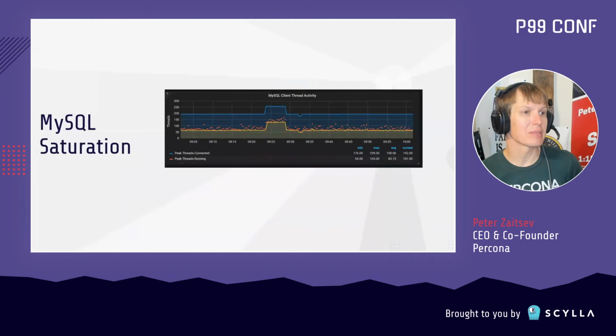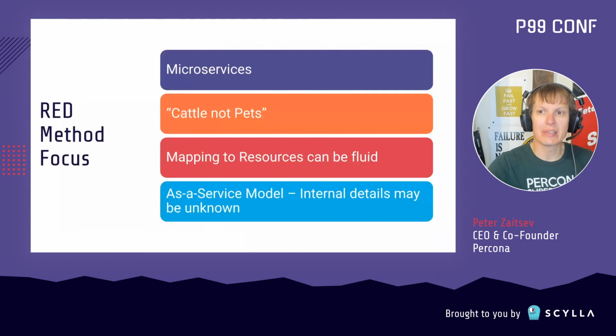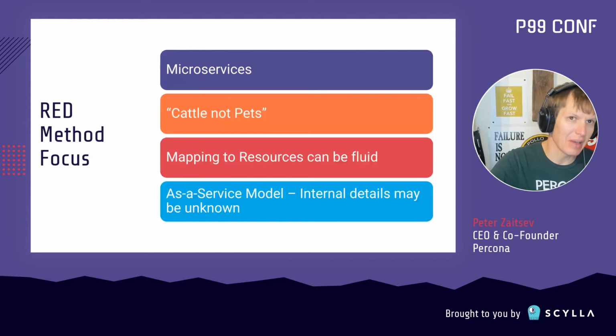Well, with that, let's move quickly to the next method I mentioned, which is the RED method. The RED method comes from the need to analyze microservices when we are focusing on cattle, not pets. We are not looking at every particular resource on every particular system, because that may be hard, and also the mapping of resources may be fluid, but we are going to look at the high-level outcomes.